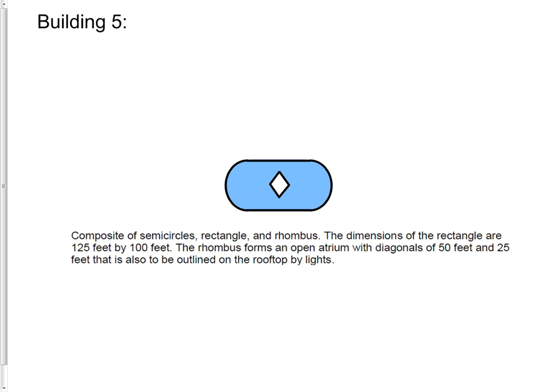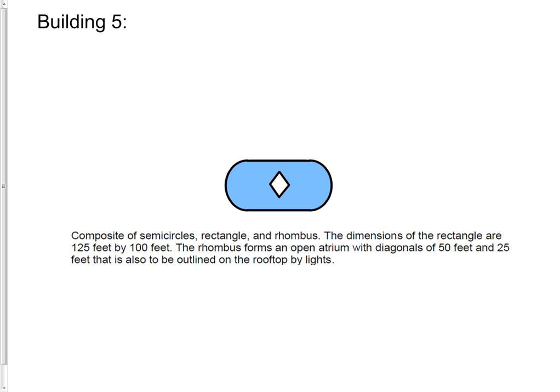The rhombus forms an open atrium. If you're not familiar with what an atrium is, it's typically an opening in the center of a building. They usually have trees or plants, or typically if you have a glass elevator, that's usually where it is. The rhombus forms an open atrium with diagonals of 50 and 25 feet. And when we get to the problem, you'll understand how that's going to impact the building.